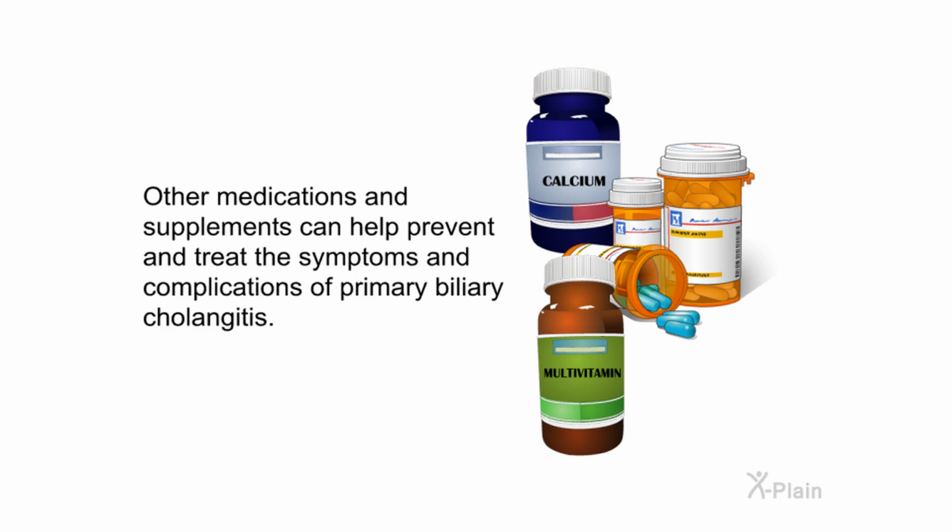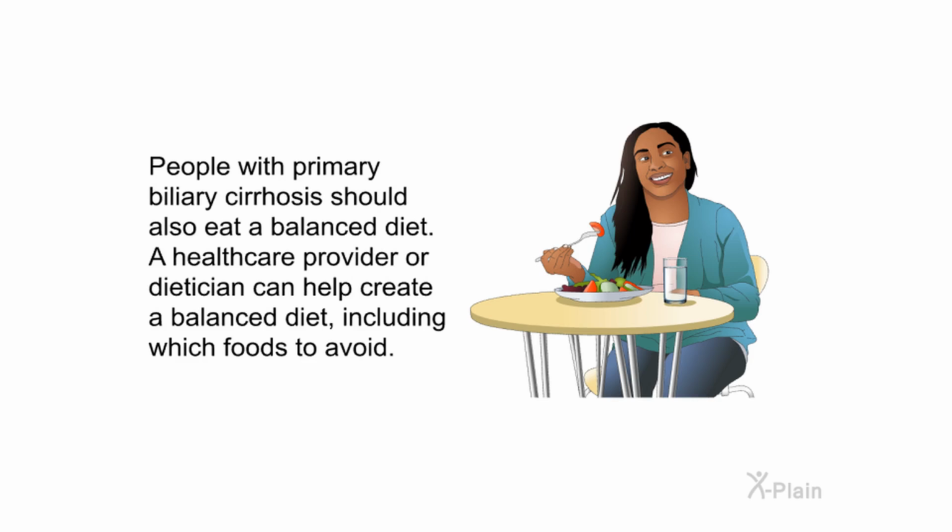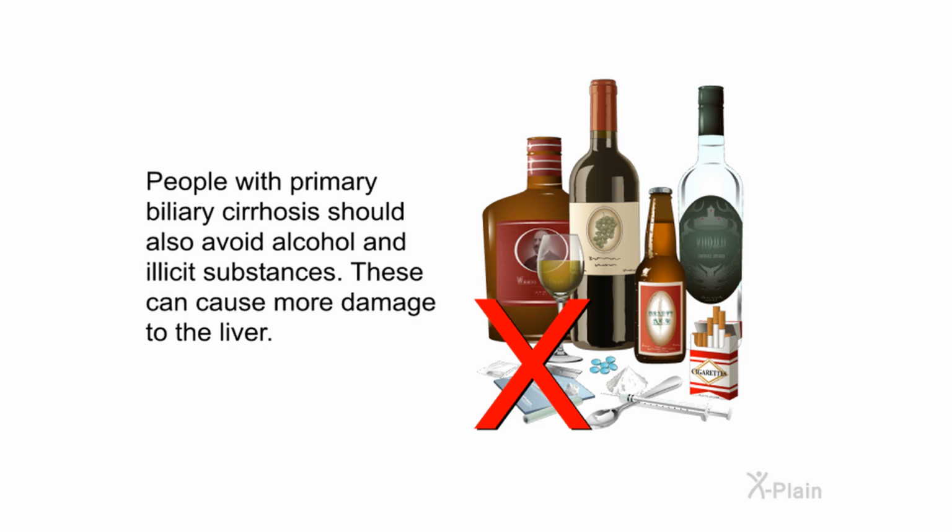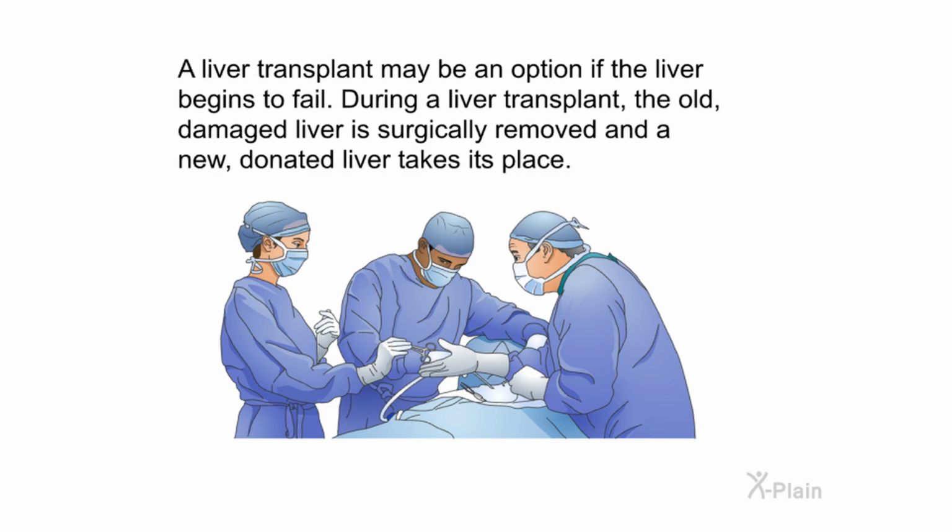Other medications and supplements can help prevent and treat the symptoms and complications of primary biliary cholangitis. People with primary biliary cirrhosis should also eat a balanced diet. A healthcare provider or dietitian can help create a balanced diet, including which foods to avoid. They should also avoid alcohol and illicit substances. These can cause more damage to the liver. A liver transplant may be an option if the liver begins to fail. During a liver transplant, the old damaged liver is surgically removed and a new donated liver takes its place.